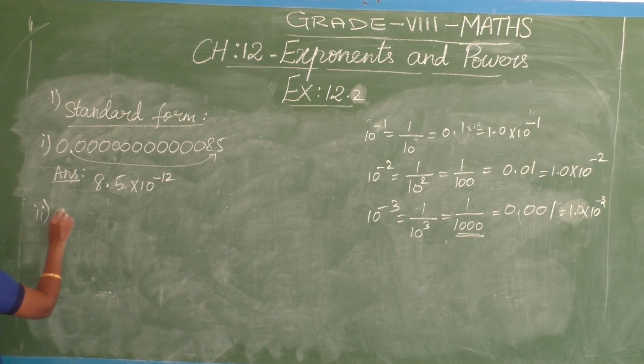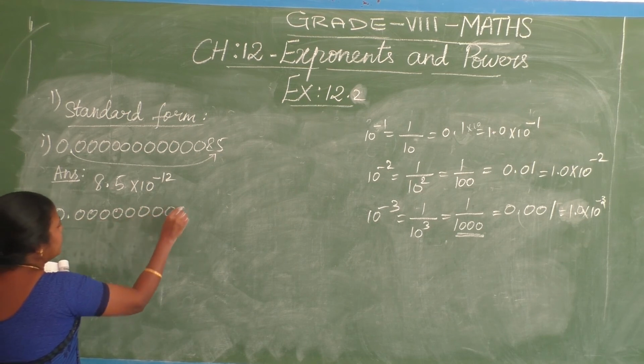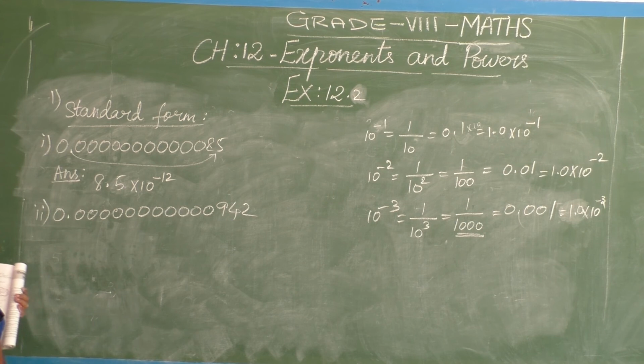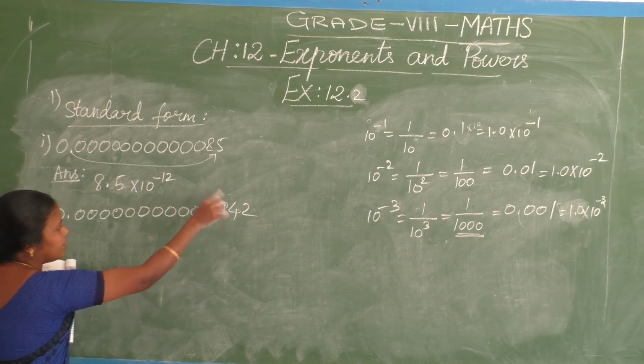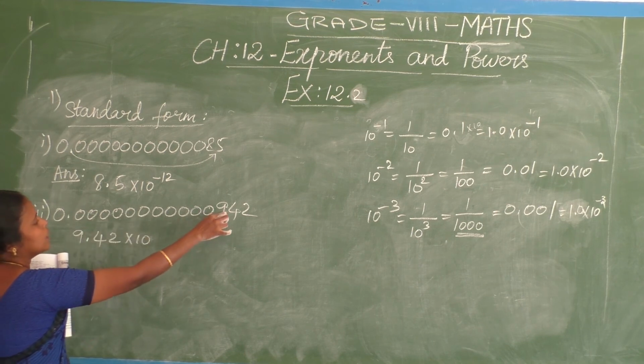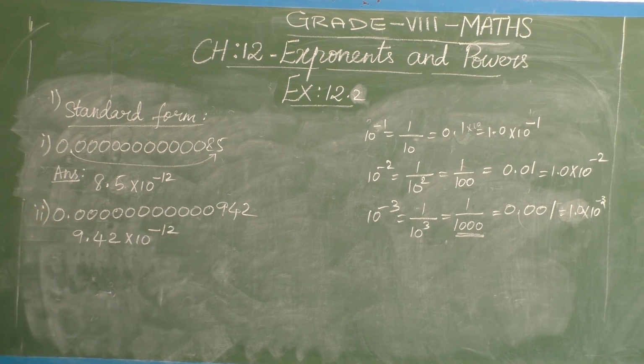See, the second question. 0.0000. Here also 1, 2, 3, 4, 5, 6, 7, 8, 9, 10, 11 zeros. After that only the number 942. This is to be written in standard form. So I have to move the point from left to right. After 9, the standard form is 9.42 into 10 power, 11 zeros with 1 is 12 digits moved. The point moved from left to right 12 digits. So the standard form of this number is 9.42 into 10 power minus 12.